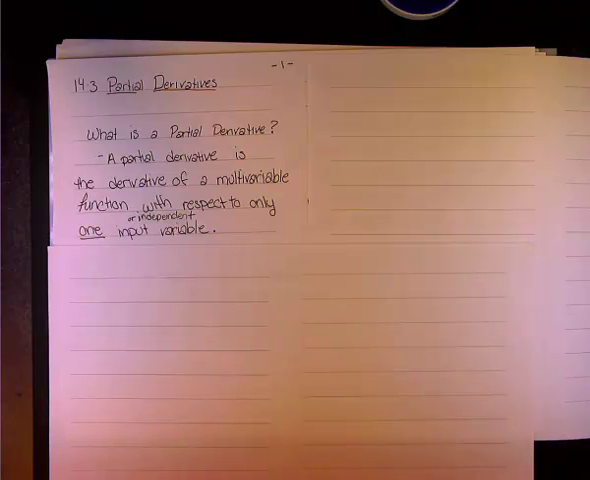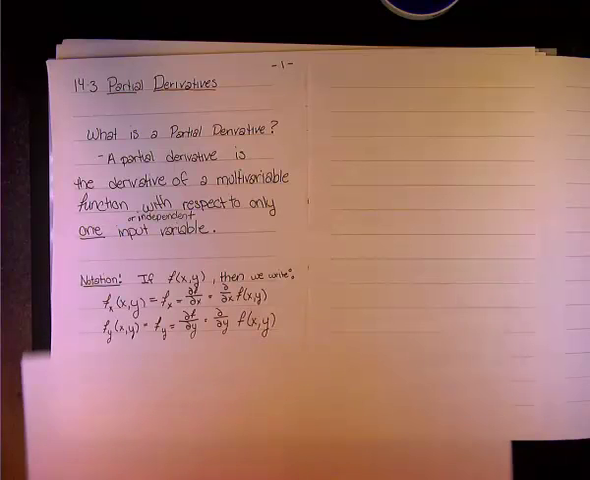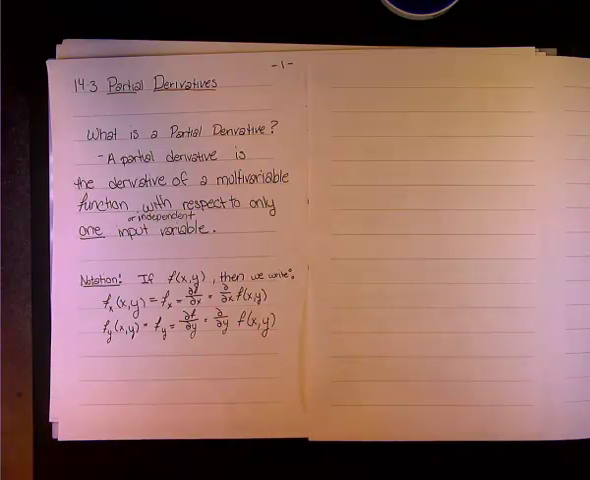First, I'll answer the question of what a partial derivative is, because I had a lot of people ask me that. A partial derivative is just the derivative of a multivariable function with respect to one of the independent variables. So you can take the derivative of some function with respect to x, with respect to y, etc. And so I'll give you guys the notation.